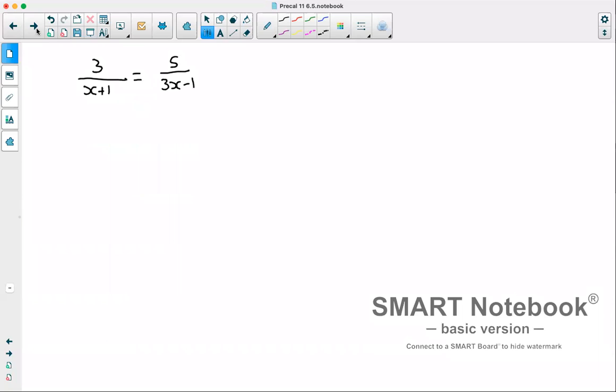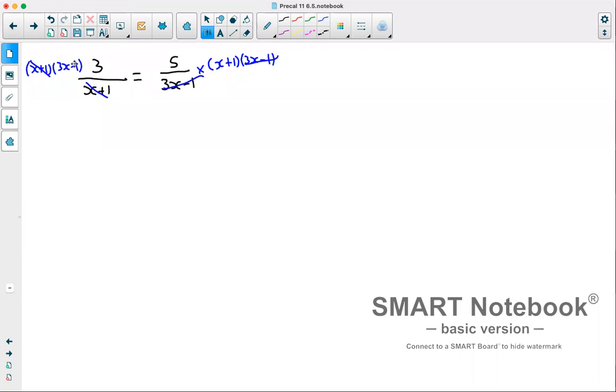For our next example, we have 3 over x plus 1 equals 5 over 3x minus 1. Now, these denominators have nothing in common, so therefore a common denominator would be the multiplication of the two. So therefore, we'll multiply both sides of our equation by x plus 1 times 3x minus 1. So on the left side of our equation, the x plus 1s are going to cancel out. On the right side, the 3x minus 1s cancel out.